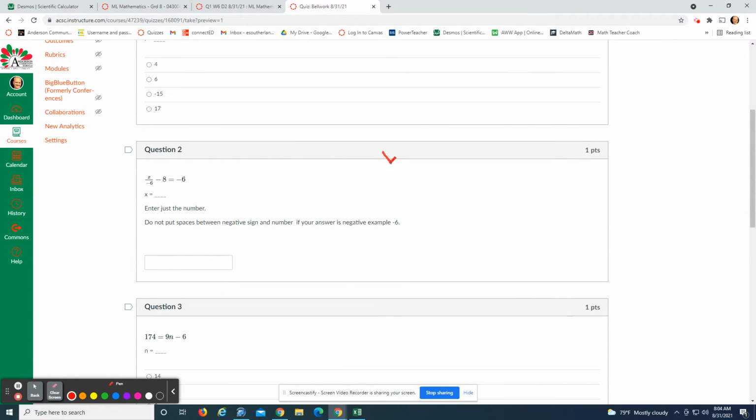Question number 2 says x divided by -6 minus 8 is equal to -6. Which number do I want to get rid of first? This -6 or the -8? -8. To get rid of -8, I'm going to add 8. What I do to one side of the equal sign, I've got to do to the other side of the equal sign. The x over -6 drops down. The 8s will cancel. The equal sign drops down. -6 plus 8 is 2.